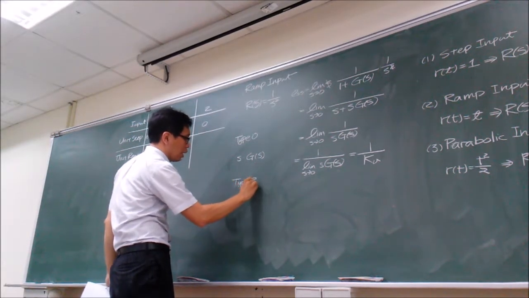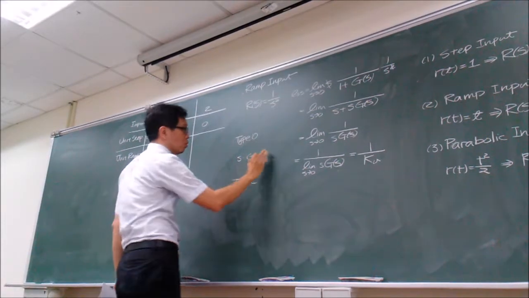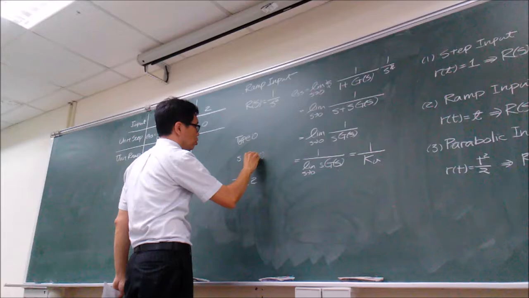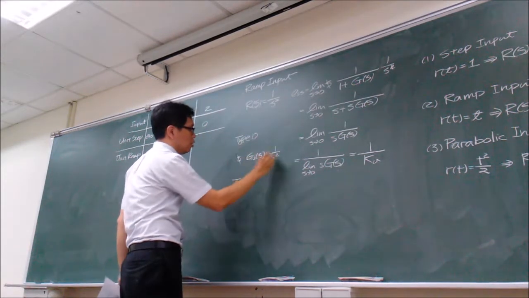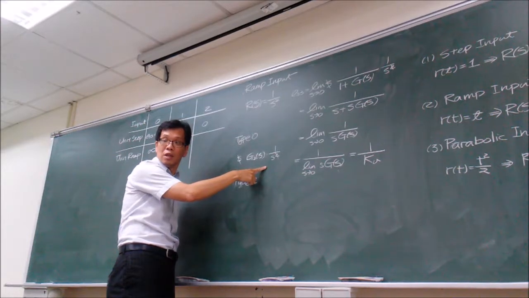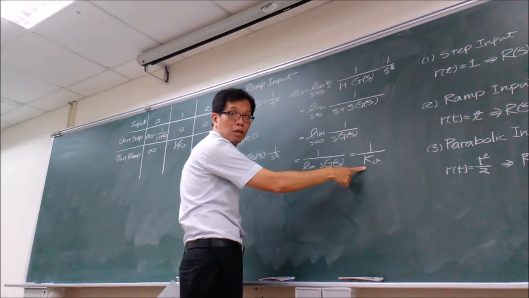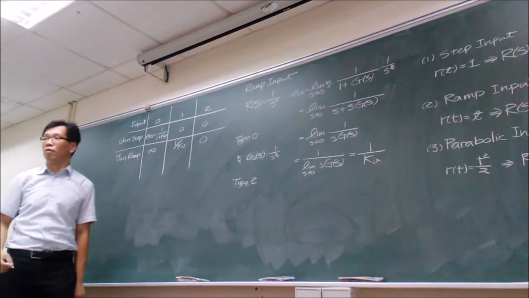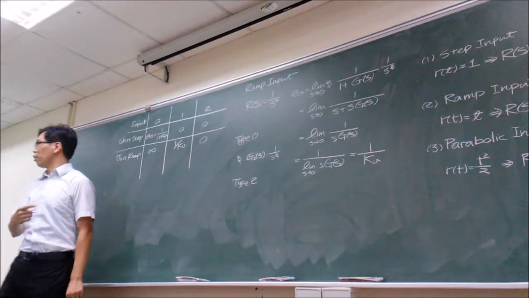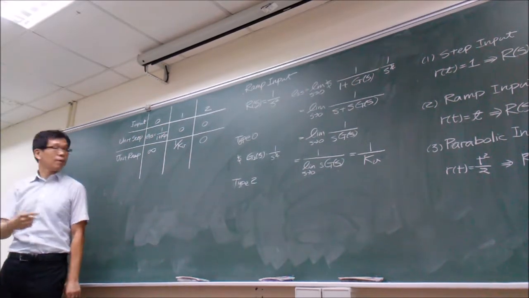Type 2 means how many integrators we have in the system? 2. So this one is G2S multiplied by S squared over here. So what happened to this one? Infinite. Put infinite over here. What is my error? 0. Is that clear? Everybody understand what I'm doing? Very straightforward, right?